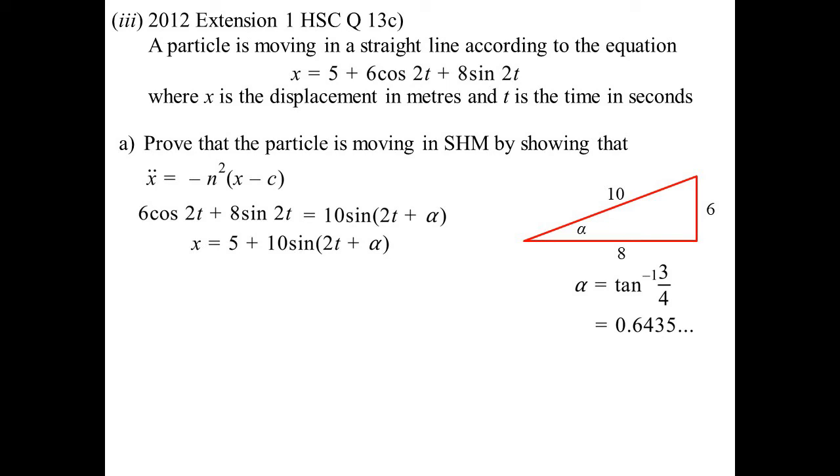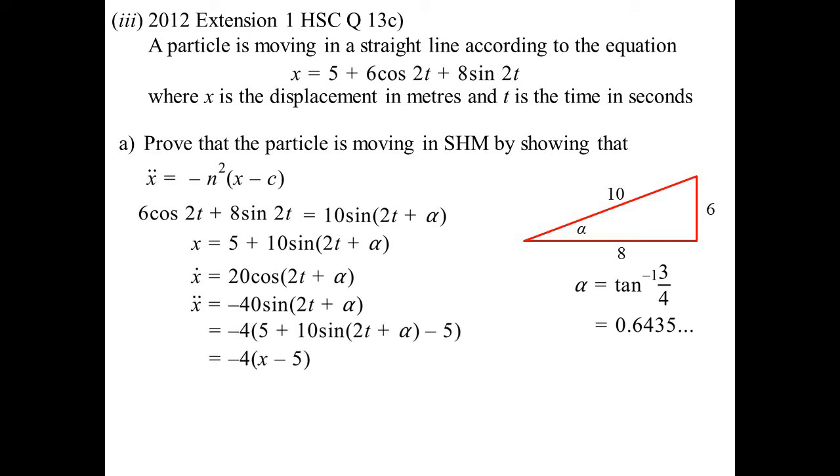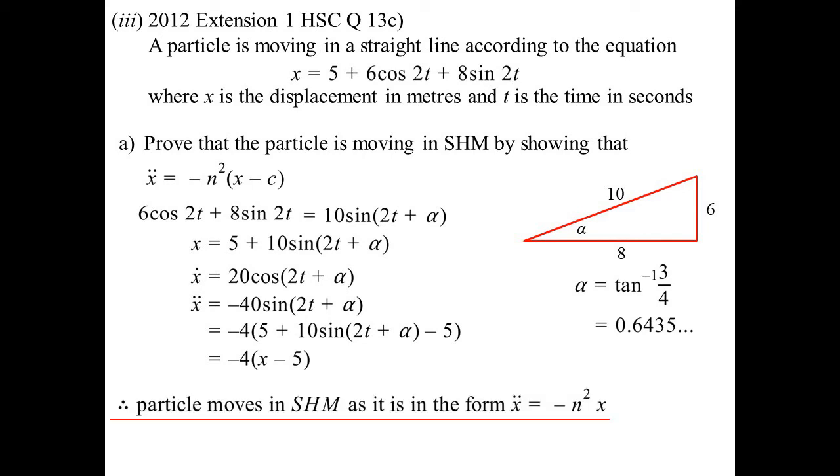We want to show acceleration is in that form, so let's differentiate twice. Can I manipulate now? And yeah, I'll add 5 and subtract 5, and I've got minus 4 (x minus 5). That's in the form that they've said. So, yep, we got it. Look, I know I've just said minus n squared x here, when really it's minus n squared (x minus c). That's fine. We're not worried about the shift. We're basically saying it satisfies the simple harmonic motion model. So that's cool. We can do that.